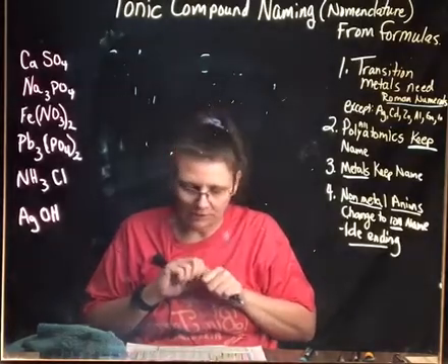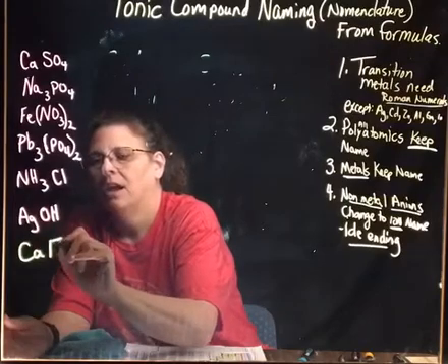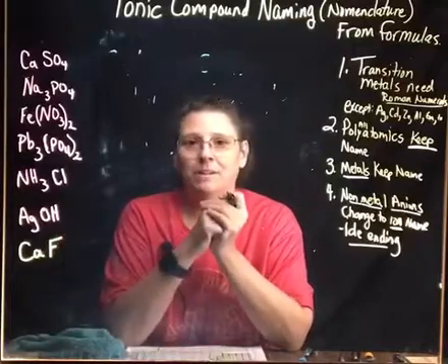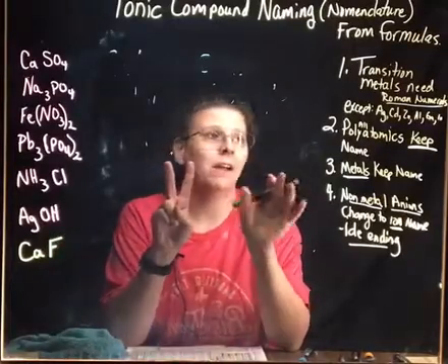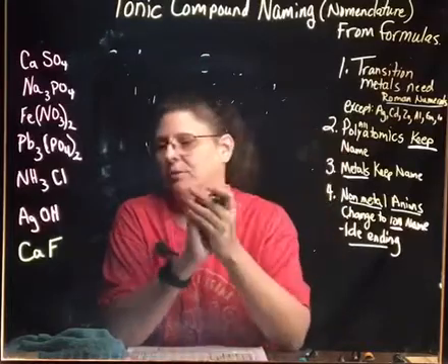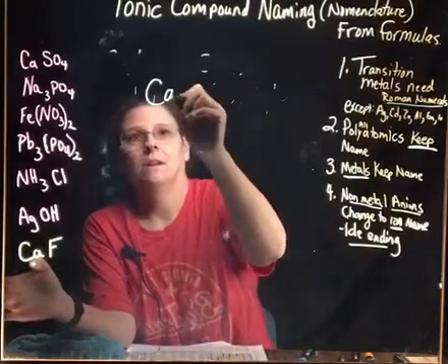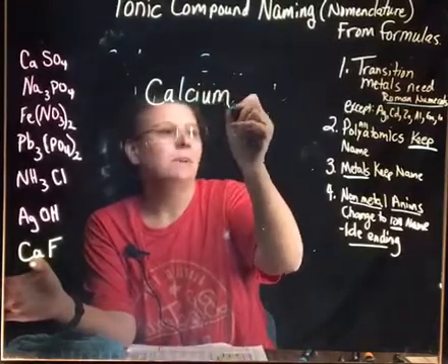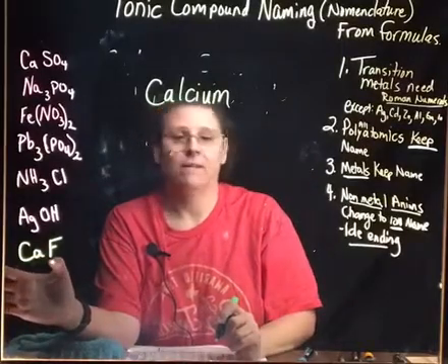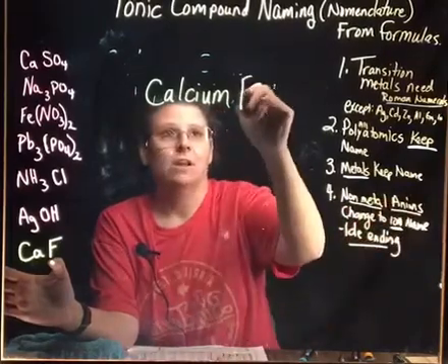Let's do CaF. Okay? I only have how many elements in here? Just 2. So I'm not going to have a polyatomic ion. So I just have to go find my elements. So there's calcium. And calcium is a metal, so it's going to keep its name. Here's fluorine, and it's a nonmetal, so it's an anion. It's going to change it. Fluoride.